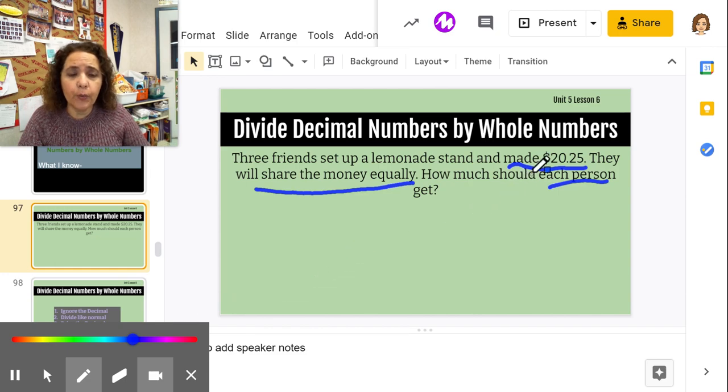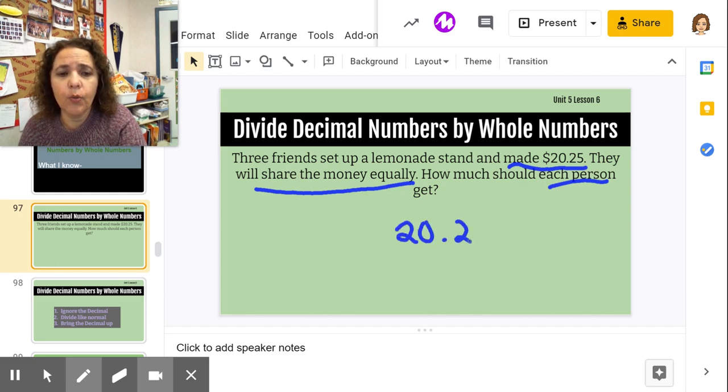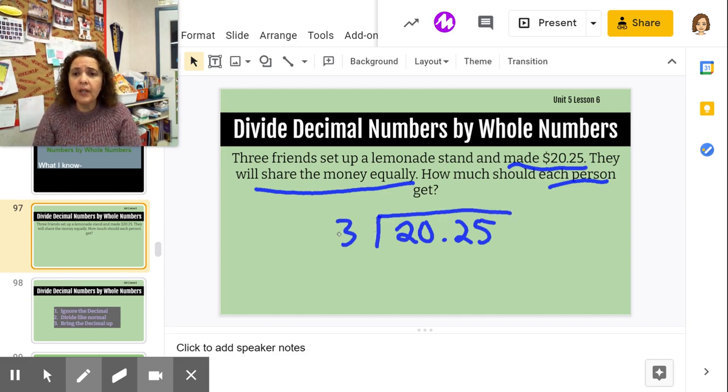Okay, so hopefully you said we have a total. They made $20.25. They will share the money equally, right? If you're sharing equally, you're dividing it up. How much will each person get, right? So let's set the problem up. Do it with me. Write it down in your math notebook. So this is $20.25 divided by 3. If you know how to do regular division, this is the same thing.